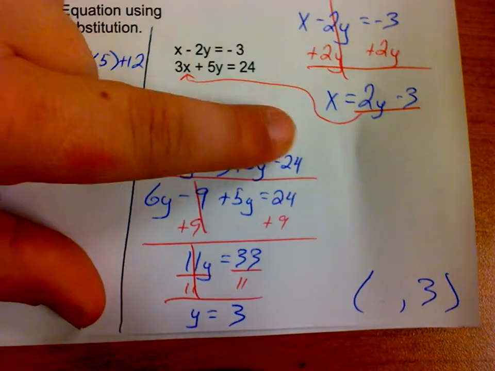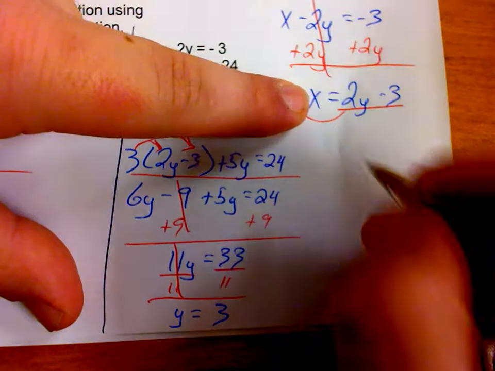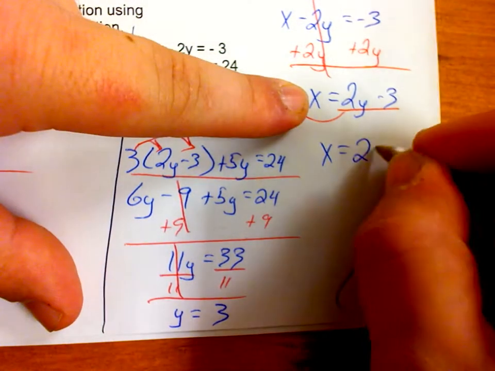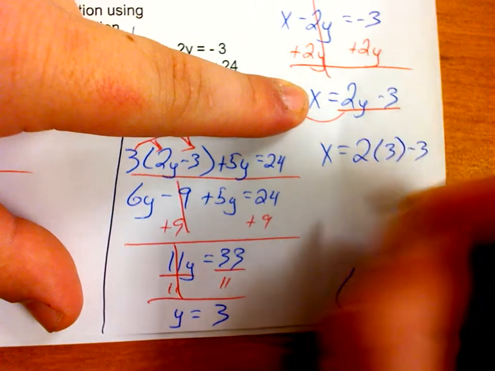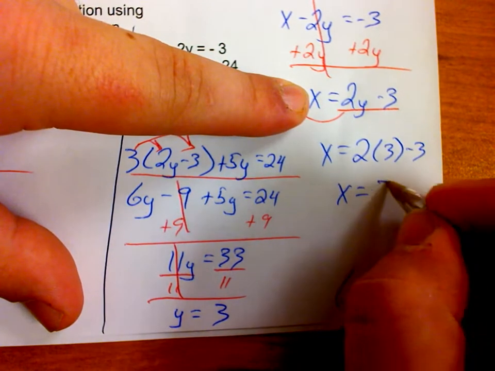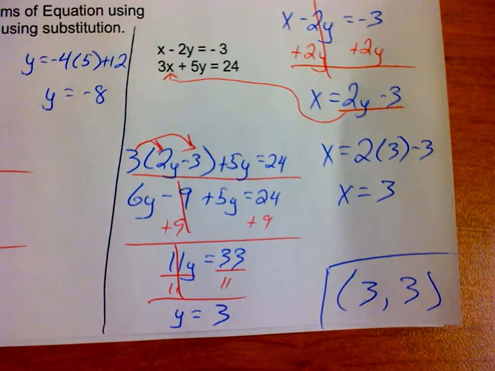Now, it might be easiest to solve for this one since it's already solved for x. So let's go ahead and use this. x is equal to 2 times y. Well, y we just found to be equal to 3. Plug that in. We'll get x is equal to 2 times 3, which is 6, minus 3, which is 3. And that would be our answer for this one.